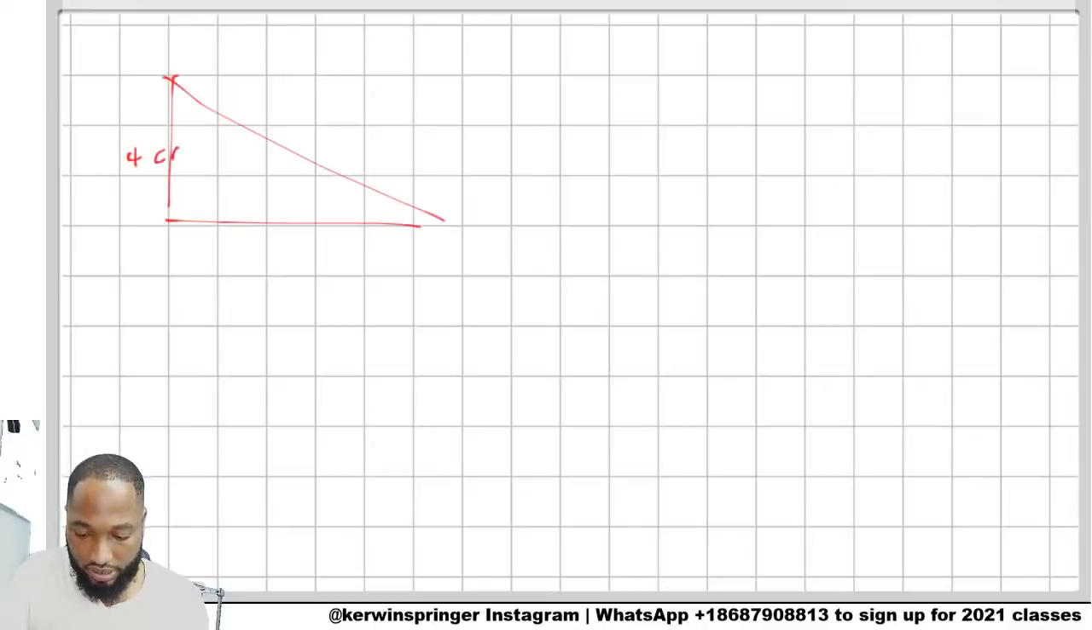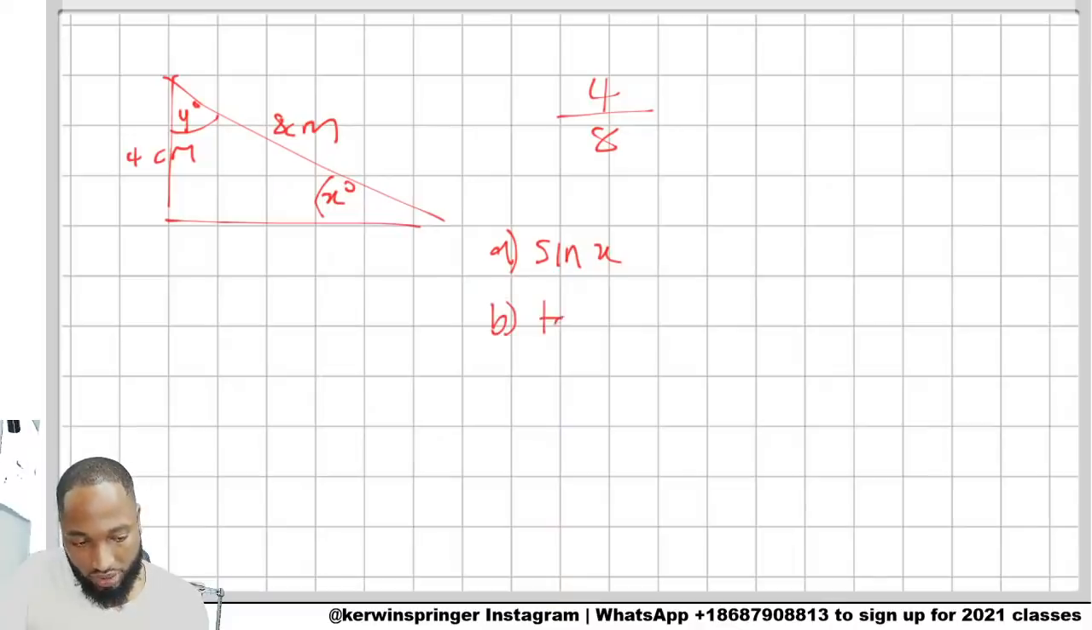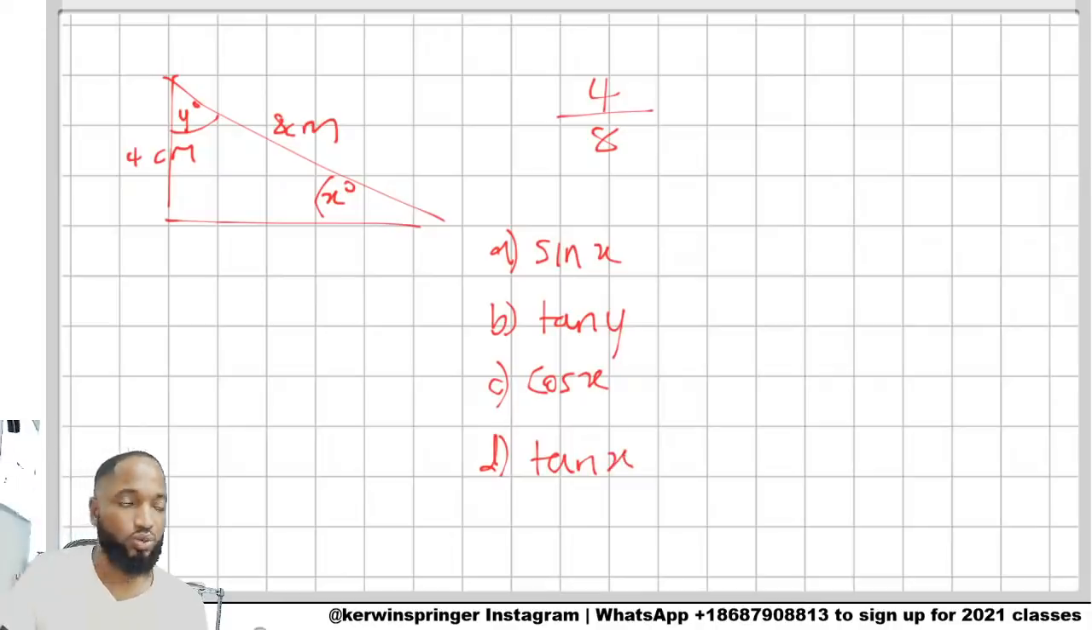And 4 centimeters, 8 centimeters, x, y, degrees. I can barely see this question. So they want to know which of the following will give that answer, 4 over 8. Which trigonometric ratio is equal to that? Is it sine x? Is it tan y? Is it cos x? Is it tan x? Which one will it be?